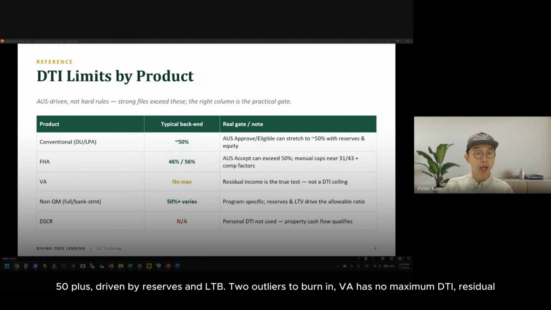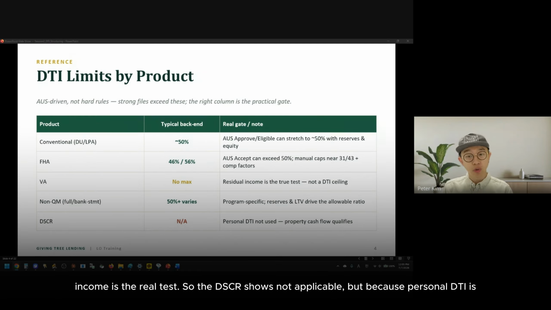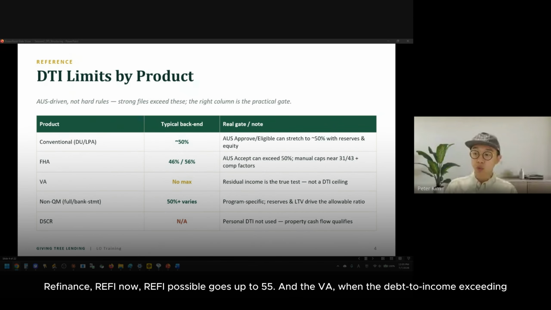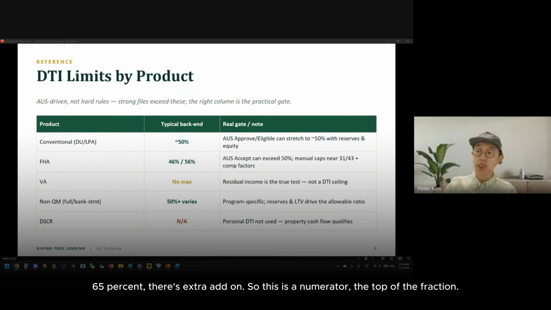So 2 outliers to burn in. VA has no maximum DTI. Residual income is the real test. DSCR shows not applicable, because personal DTI isn't used at all; the property cash flow qualifies the loan. On conventional DU and LP for a refinance, it goes up to 55. And on VA, when the debt-to-income exceeds 65%, there's an extra add-on that kicks in.